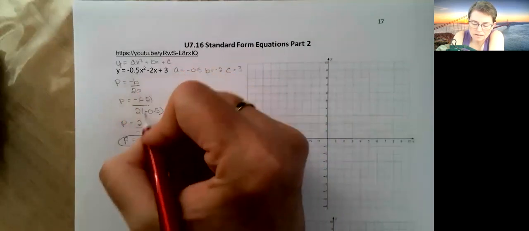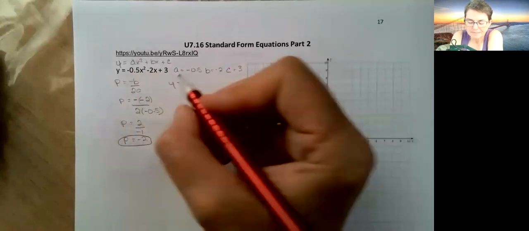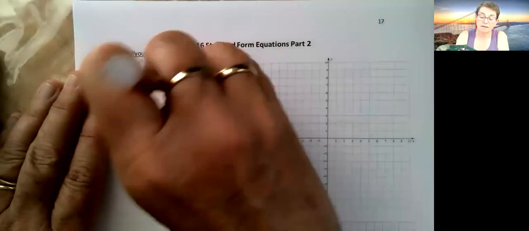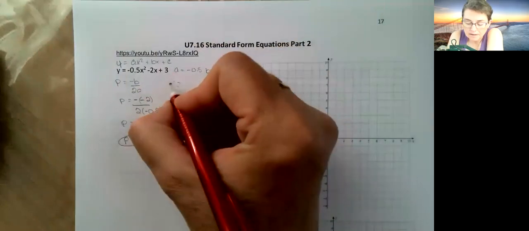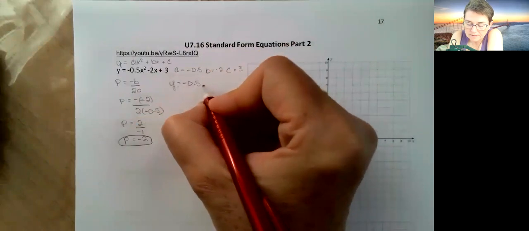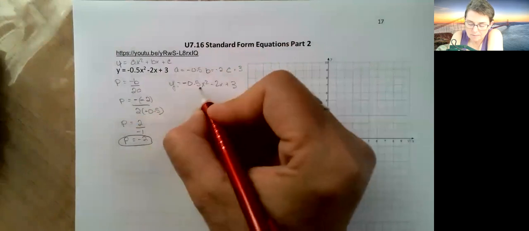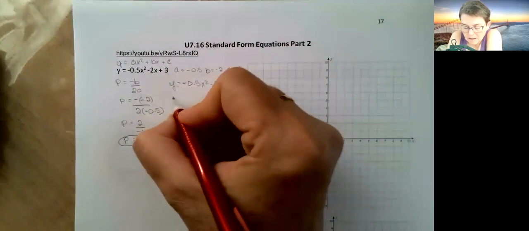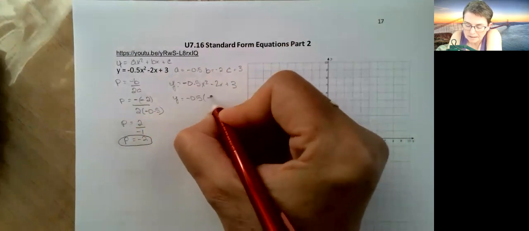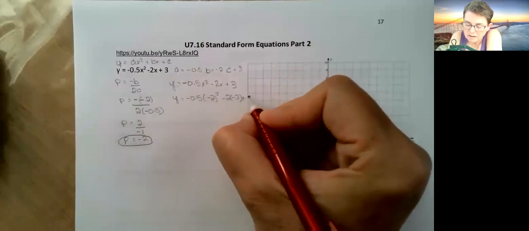Now for our Q, we just need to take this and plug it in there. I don't know, should I write Q there? Nah, that's going to confuse me, and I think that's every other time I've just left it as a Y. We take our original equation, negative 0.5 x squared minus 2x plus 3, and we're going to put in minus 2 everywhere. So y is equal to negative 0.5 times minus 2 squared minus 2 times minus 2 plus 3.